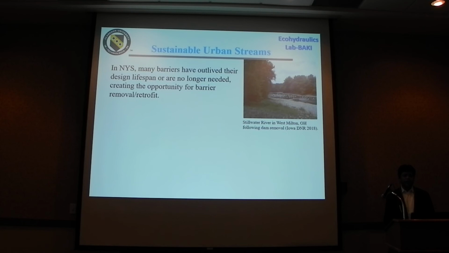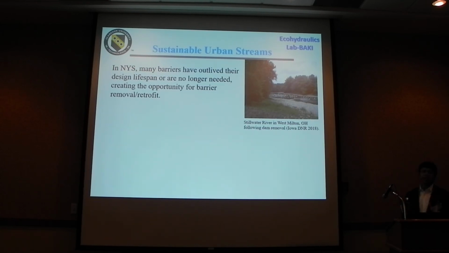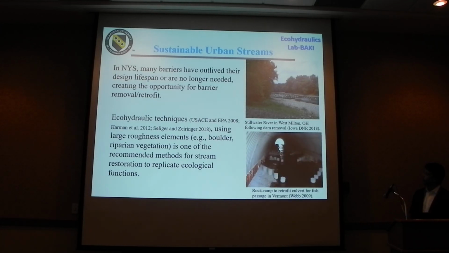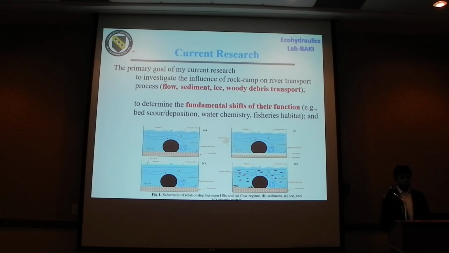So if you are thinking about retrofitting techniques for dam removal or barrier or culvert removal, then one of the most important methods is the eco-hydraulic technique using habitat structures like rock ramps or macro-roughness elements like, for example, boulders. You can see some pictures here. In some of these areas, they are actually using those rock ramp structures. And considering this phenomenon in New York State, currently my research interest at Clarkson University is to investigate the influence of rock ramps on river transport processes.